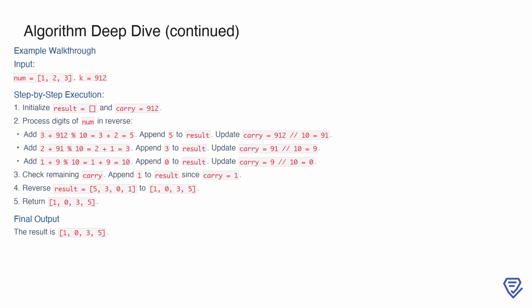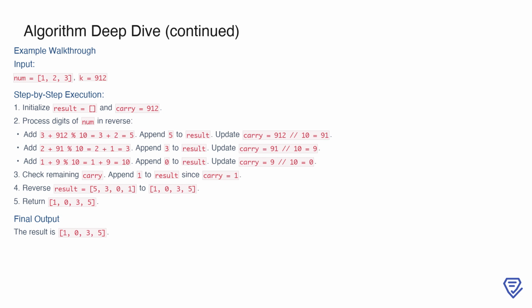Let's walk through an example to solidify our understanding. Suppose number is 1, 2, 3, and k is 912. We start by initializing result as an empty list and setting carry to 912. Now, we process the digits of number in reverse order. First, we add the last digit of number, which is 3, to the least significant digit of carry, which is 912 % 10 or 2. This gives us 5. We append 5 to result and update carry by dividing it by 10, making it 91.